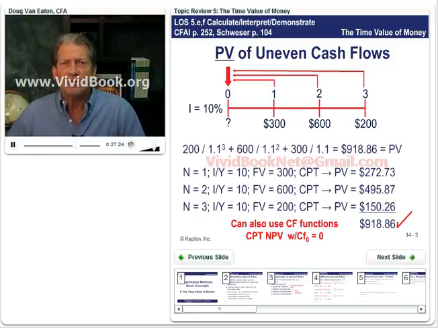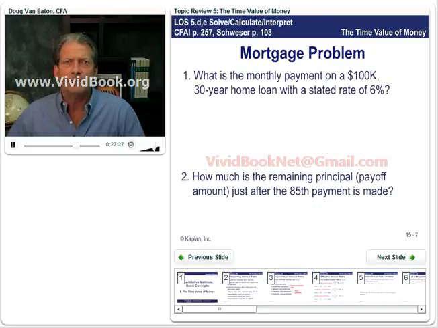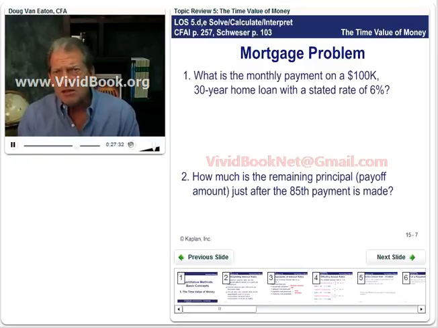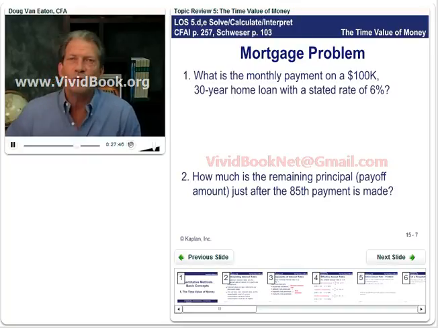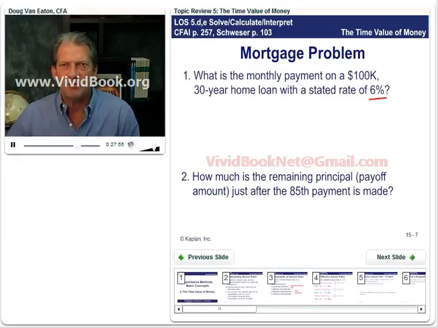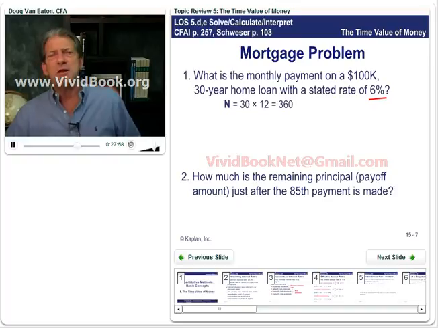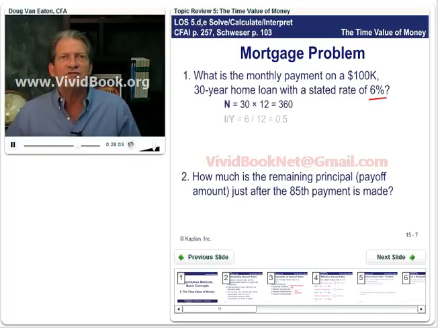And I mentioned using those cash flow functions. So let's do a couple of problems and see how we might see these in practice. What's a monthly payment on a $100,000 30-year home loan with a stated rate of 6%? Now, I didn't write it in the problem here, but mortgages usually pay monthly. The great majority of mortgages pay monthly. And so we've got a stated annual rate of 6%, but we've got monthly payments we've got to figure out. So the first thing we have to figure out, well, how many monthly payments are there in 30 years? Well, there's 360 of them, so there's our n value.